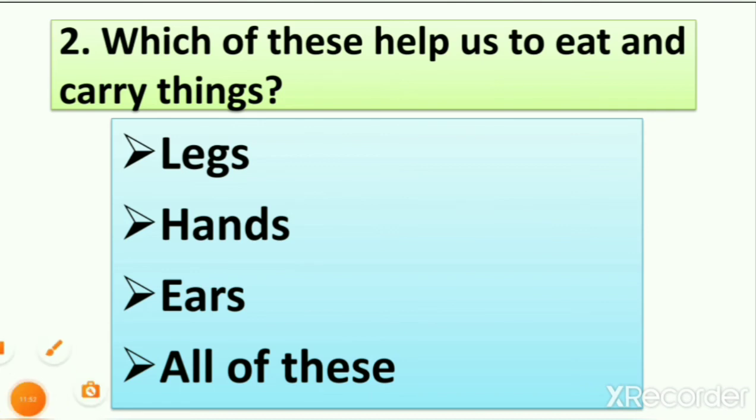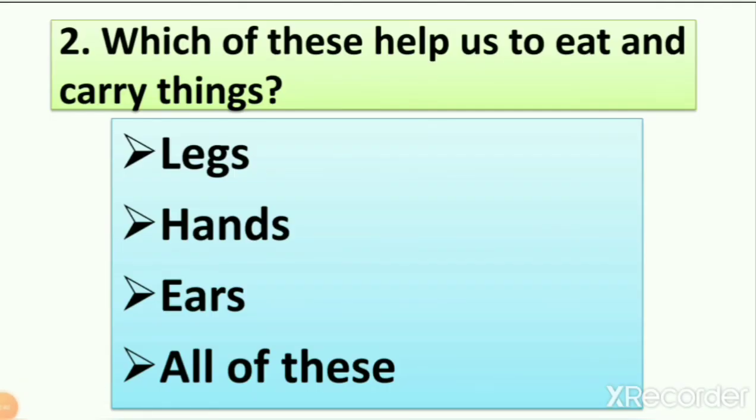So here you can see different body parts. In options, legs, hands, ears, and four is all of this. So first, legs help us to walk, run, and play, right? Then ear help us to hear things, right? We can hear the voice of train, voice of plane, voice of teacher with the help of our ear. Then hands. So when we learn about hands, we learn different parts of our hands. We also learn how our hand helps us in different ways, right?